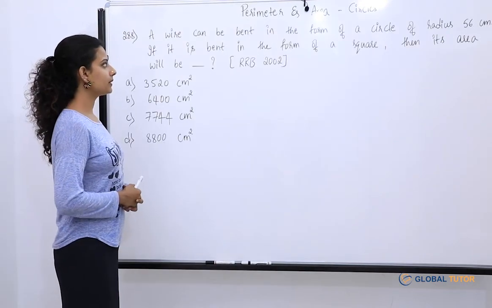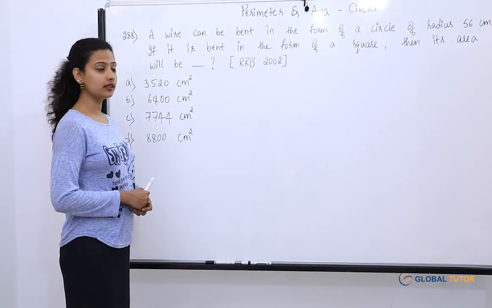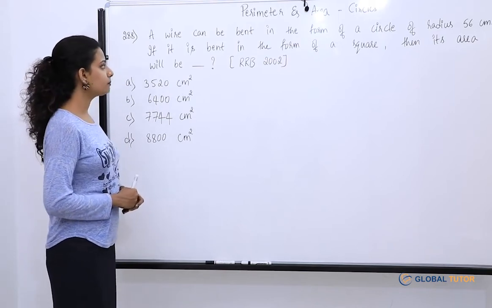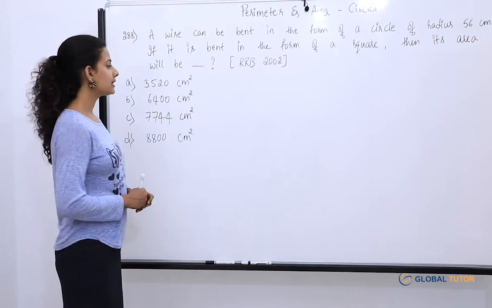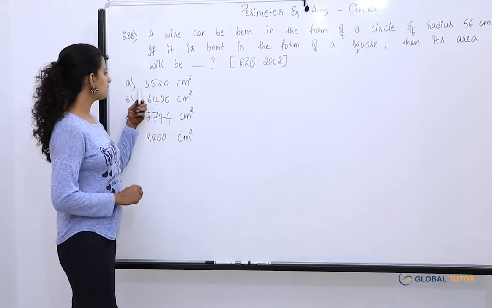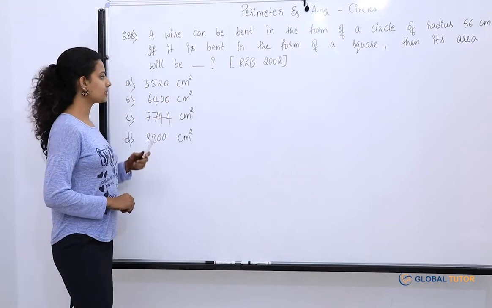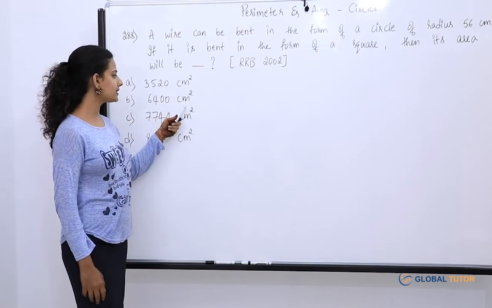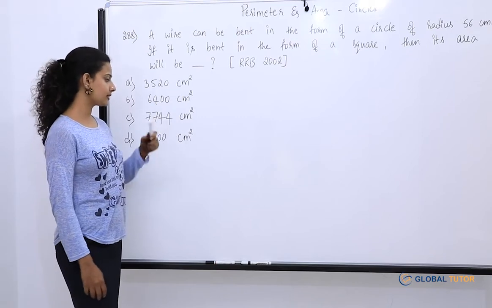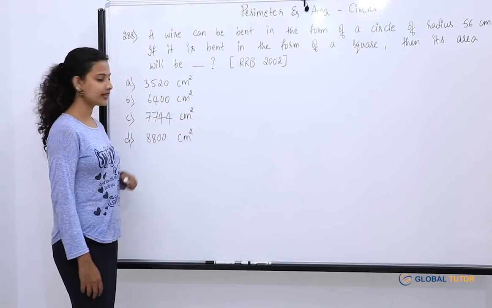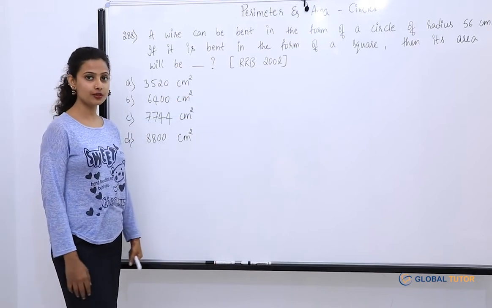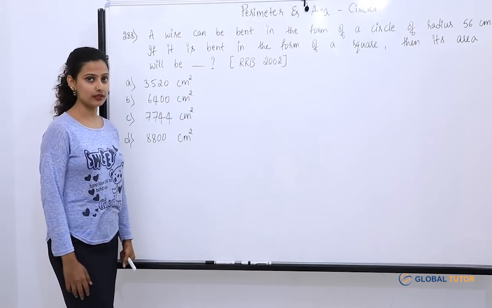A wire can be bent in the form of a circle of radius 56 centimeter. If it is bent in the form of a square, then its area will be, and we got 4 options: 3520 centimeter square, 6400 centimeter square, 7744 centimeter square, 8800 centimeter square. This question has appeared in RRB exam in the year 2002. So let's see how to solve this.